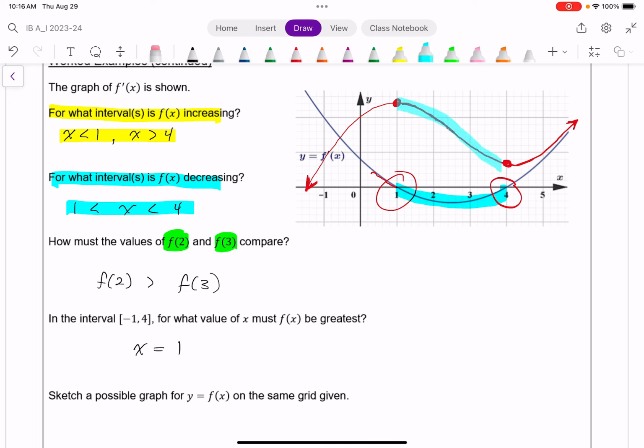Between 1 and 4, the function is decreasing. When it's less than 1 or greater than 4, the function is increasing. Remember, we always look at a graph from left to right. And the highest point of this function must be when x equals 1.